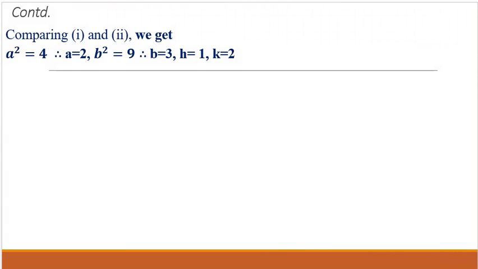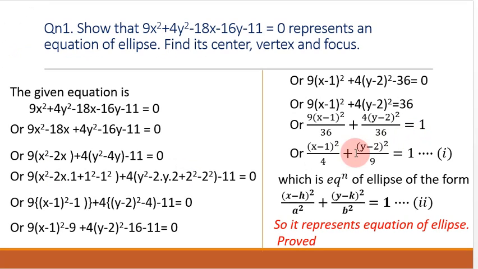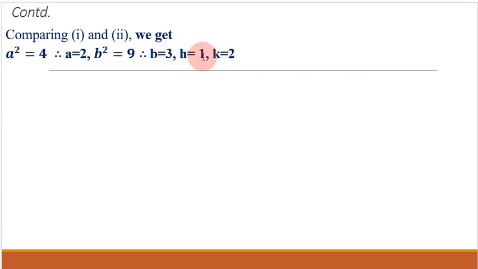Comparing the two equations, we get a square equal to 4, therefore a equal to 2, b square equal to 9, therefore b equal to 3. Once again, let's see here. x minus 1 is x minus h, so h is equal to 1, and y minus 2 is y minus k, comparing, k equal to 2. So we have got h equal to 1 and k equal to 2.